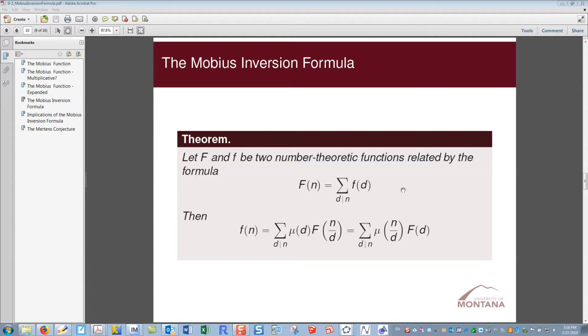So let's take a look at the implications. You should think of the Mobius inversion formula theorem as something that's really broad. Notice that we didn't say anything about what little f is here. This can be any number theoretic function, be it tau or sigma or any other one we care to define. And it doesn't depend on f itself being multiplicative. So it's a very broad and general theorem, which makes use of the Mobius function.